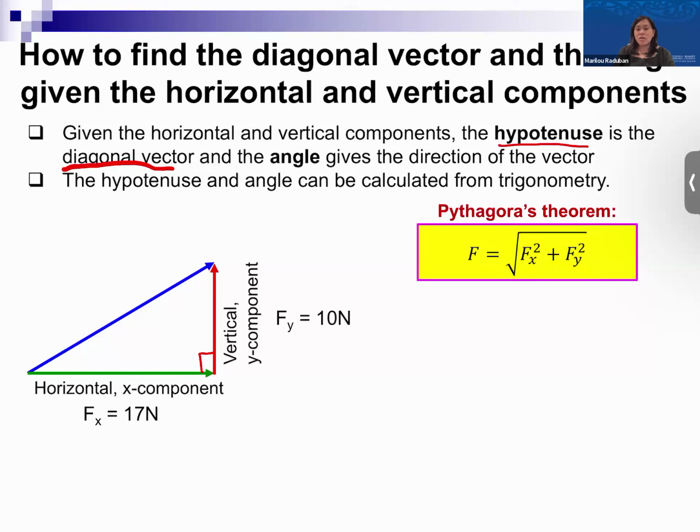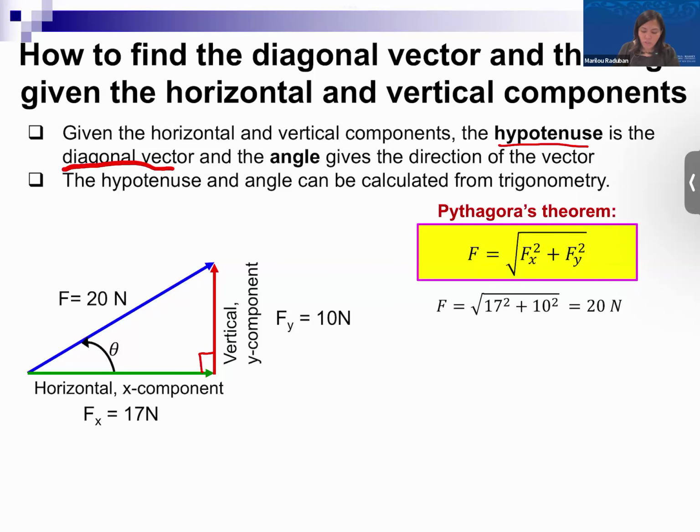So just for the sake of an example, let's assign some numbers. Let's say the x component is 17 newtons and the y component is 10 newtons. The diagonal vector, or the hypotenuse of the right angle triangle, can then be calculated as square root of 17 squared plus 10 squared. That gives us 20 newtons. So that means that the hypotenuse is 20 newtons. The resultant vector will therefore be 20 newtons for the magnitude.